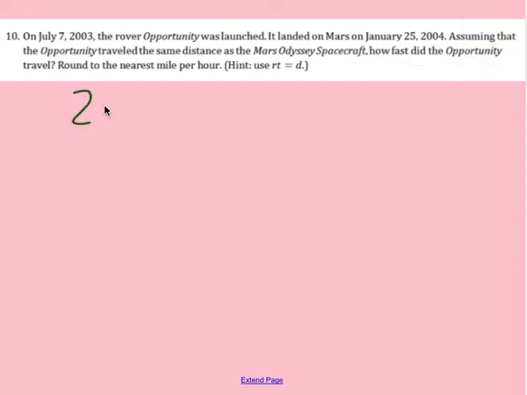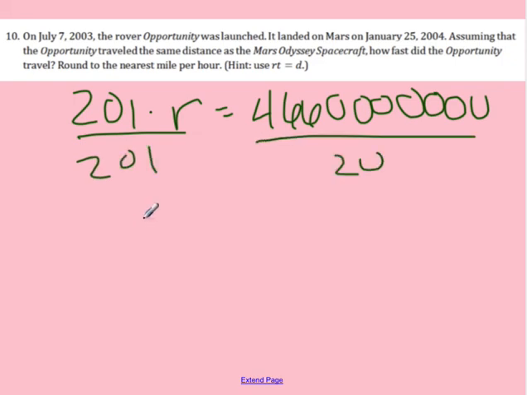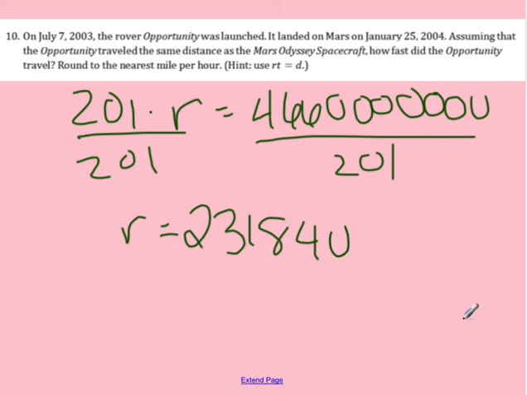So it took 201 days times our rate, and that needs to equal our distance. Okay, so now we need to divide each of those by 201. And when you do that, you do get a decimal. And again, that label is miles per day, which is not what the question is asking. The question is asking for miles per hour.